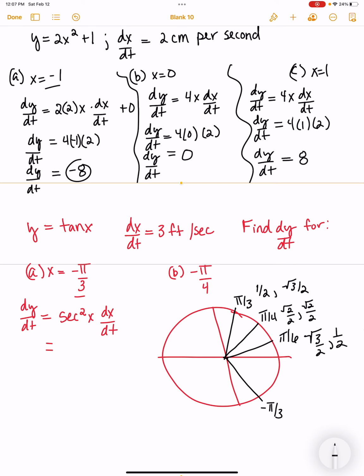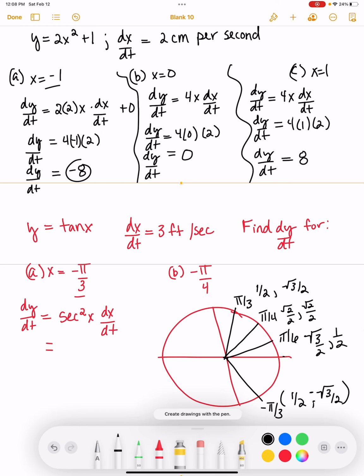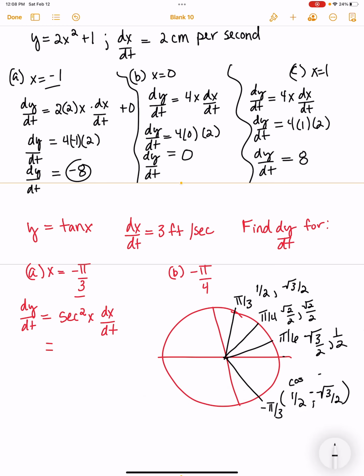Now, as you're going around the unit circle, this is just going to switch signs depending on the quadrant. So in this fourth quadrant, our cosine is going to be positive. So we still have 1/2, but our sine is negative. So those are our values. So -pi/3 is 1/2. But what is the secant? Right? So we know cosine, right? This is cosine. This is sine.